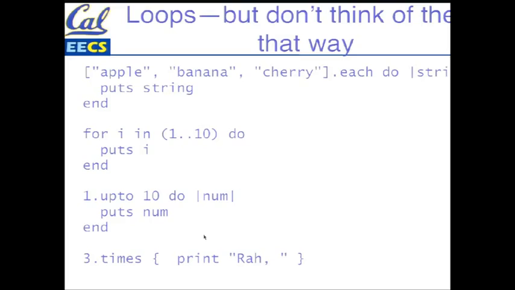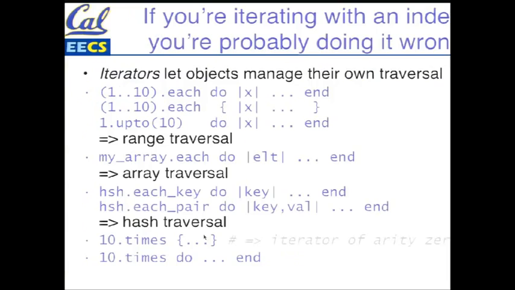OK, so these all kind of look like loops. But in fact, they're really all manifestations of a single underlying mechanism that's considerably more general. And the way that I usually sum this up is, if you find yourself writing explicit iteration with an index, like a for i loop, you're probably doing something wrong. Because the idiom in Ruby is to use iterators that allow objects to manage their own traversal. So again, if you're coming from the Java world, this is going to seem a little bit inside out. We'll do a direct comparison in a moment.